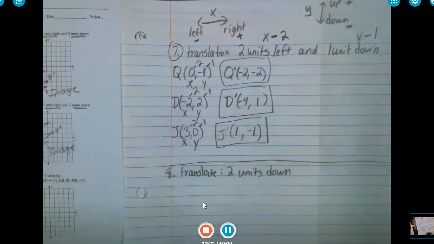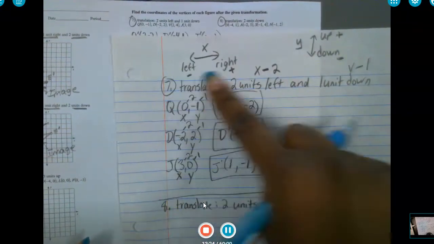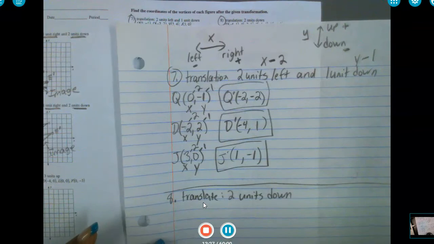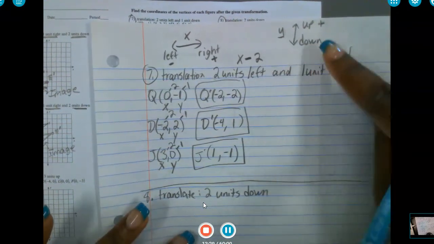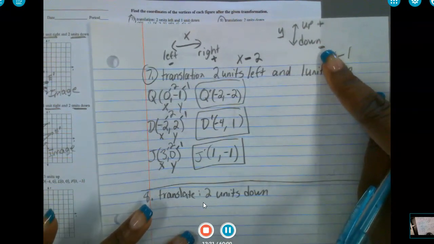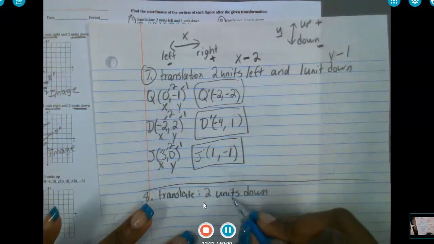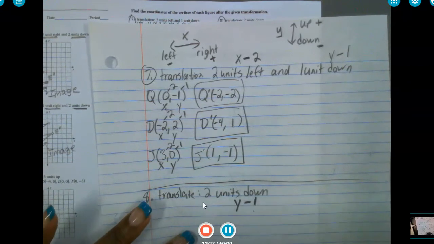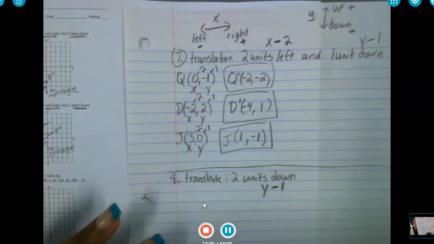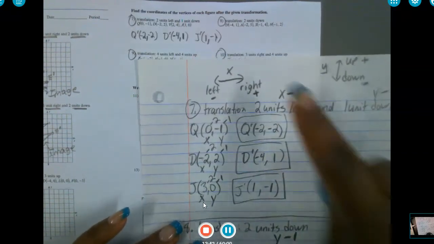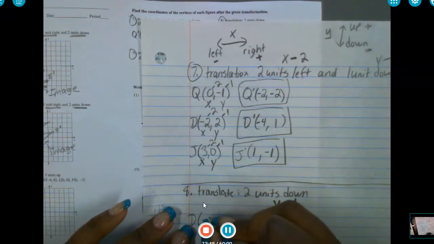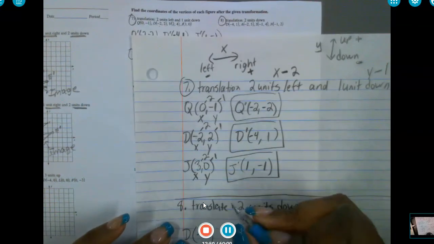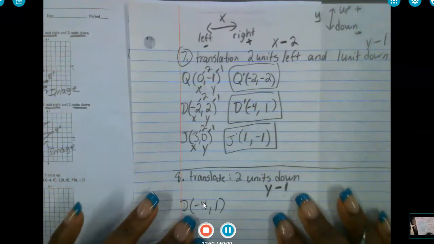It doesn't say anything about left to right. No left to right. So, we're not going to do anything with X. It says down. Down is minus. Okay, down is Y, and we got to subtract. So, my rule is Y minus 1. We're not doing anything to X at all. So, leave X alone. So, this first ordered pair is D, and it's negative 4, comma, 1. Okay? Negative 4, comma, 1.